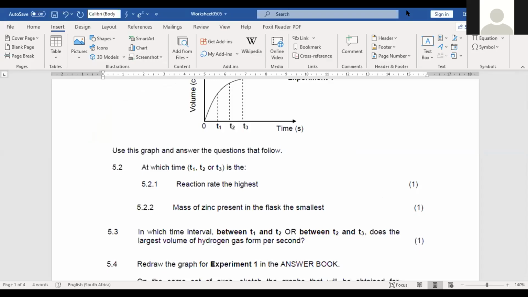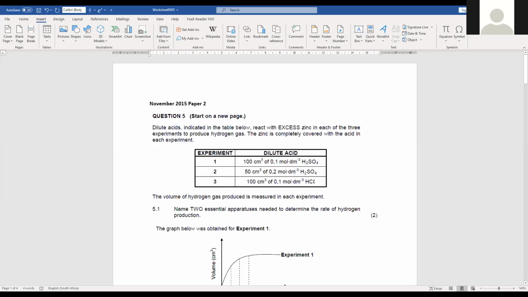Let me just, sorry, I just want to put it on a different screen. Okay. So question 5 goes, sorry, my screen just stopped sharing, I don't know why. Should be fine again. Okay.